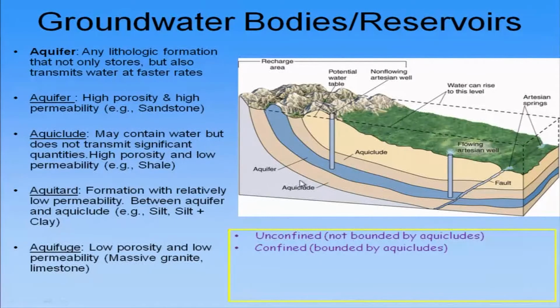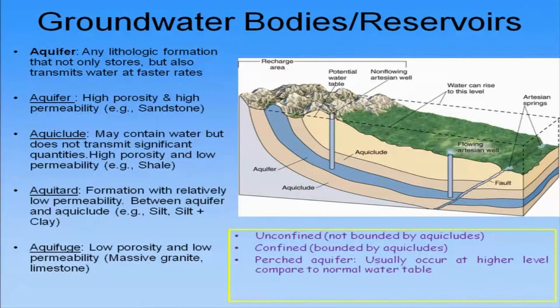Confined will be bounded by aquicludes. So what the diagram shows here is an example of the confined aquifer. Then comes the perched aquifer. We'll see this example also of the perched aquifer. Aquifers that usually occur at a higher level compared to the normal water table are termed perched aquifers.